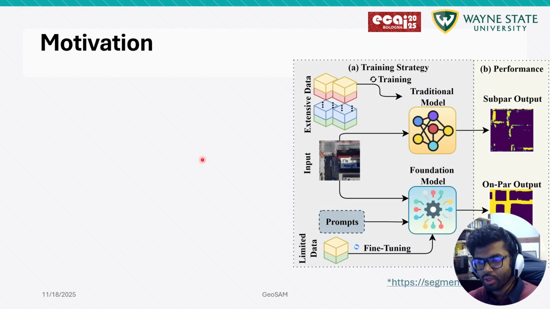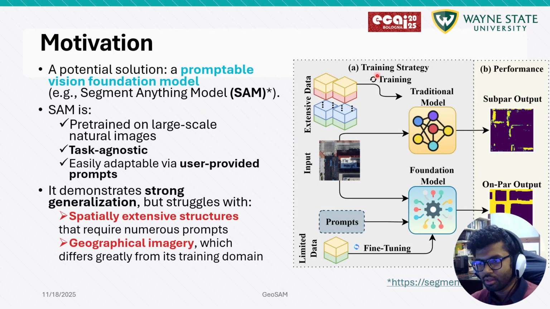So the motivation, as I said: the current models need extensive data, and the traditional models do not perform that well. They fail to segment sidewalks and crosswalks, which are really narrow in shape and very close to the roads themselves.